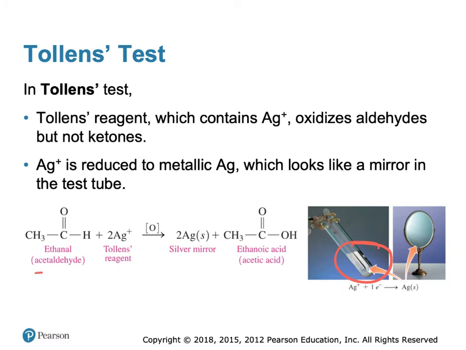So here's your aldehyde. If you put it in the presence of silver ions, you'll have an oxidation reaction where silver is reduced and acetaldehyde is oxidized to acetic acid. Again, this is our carboxylic acid functional group.